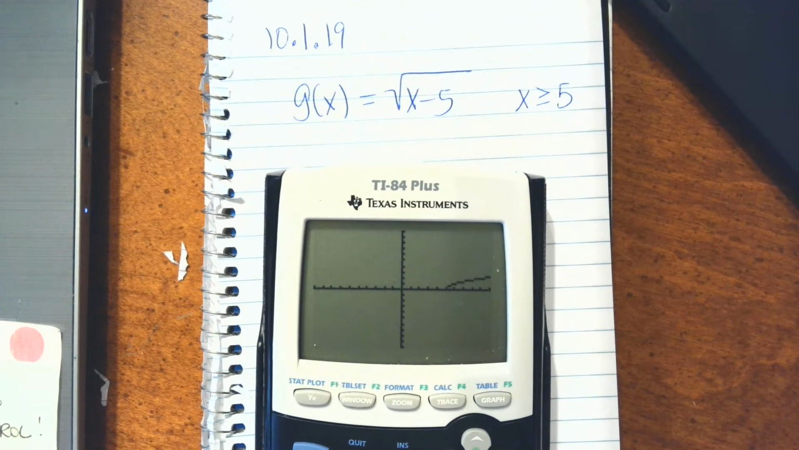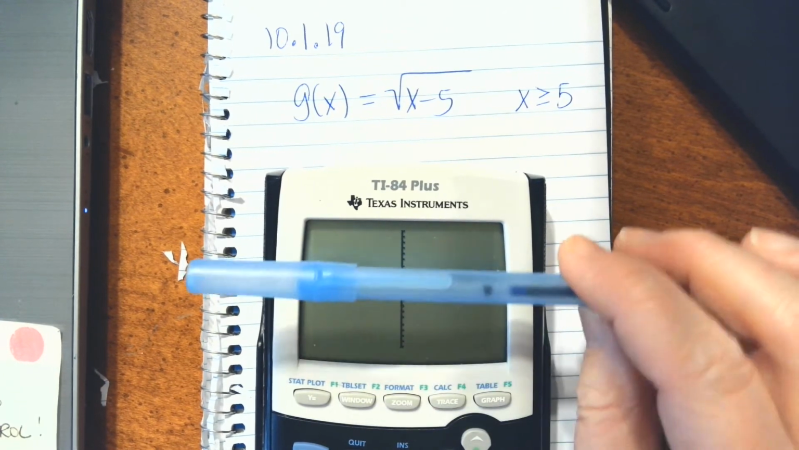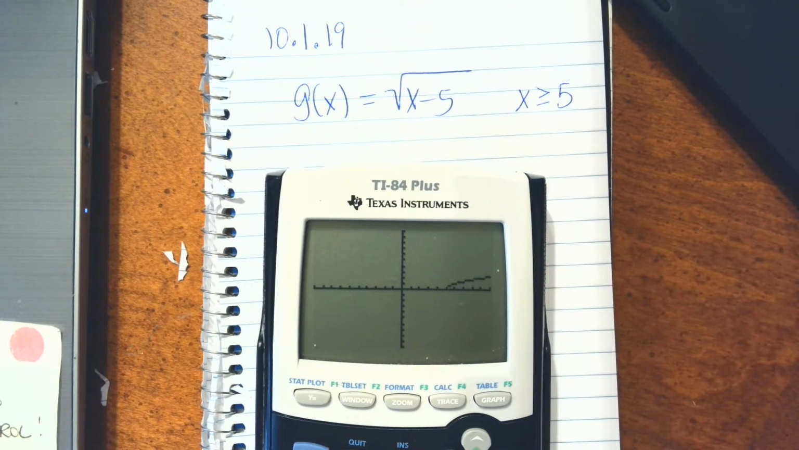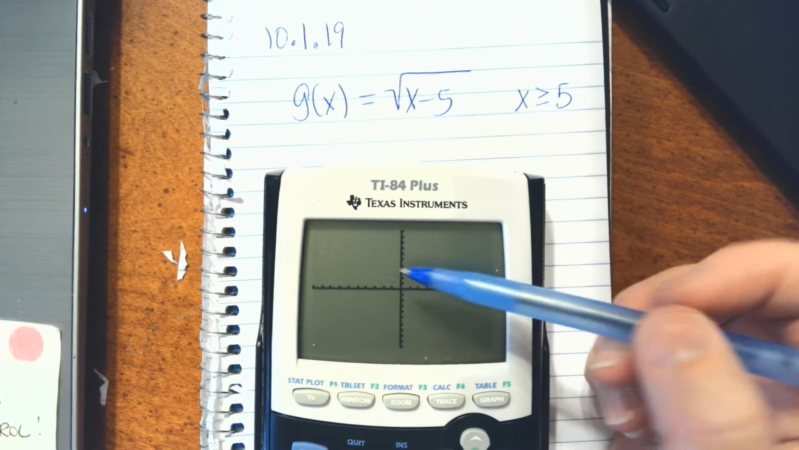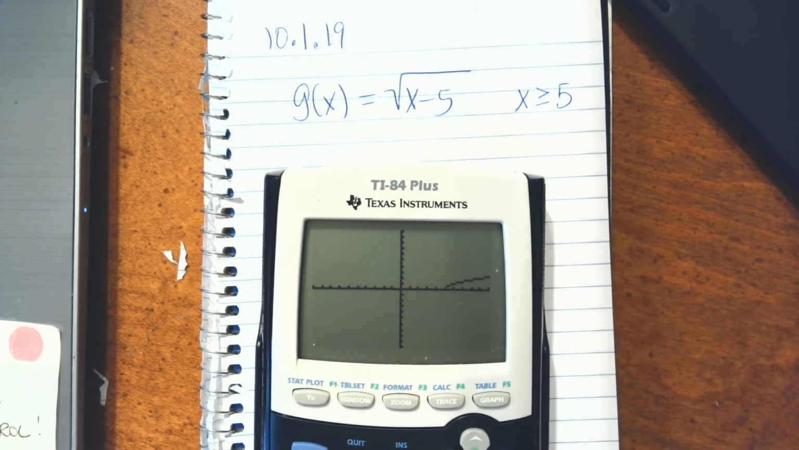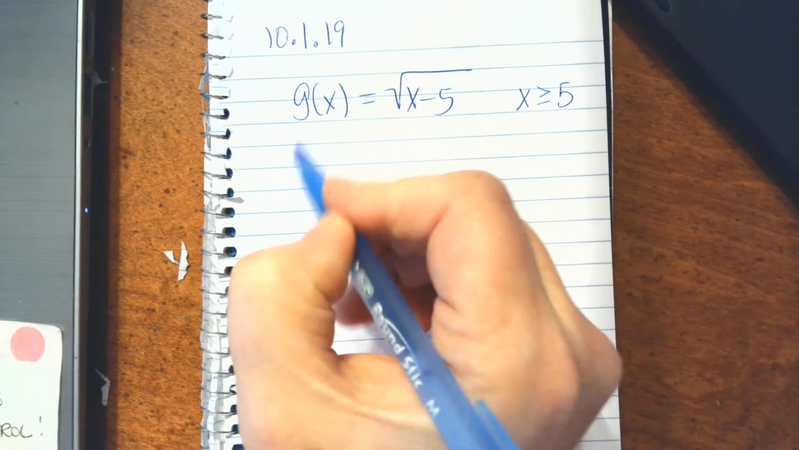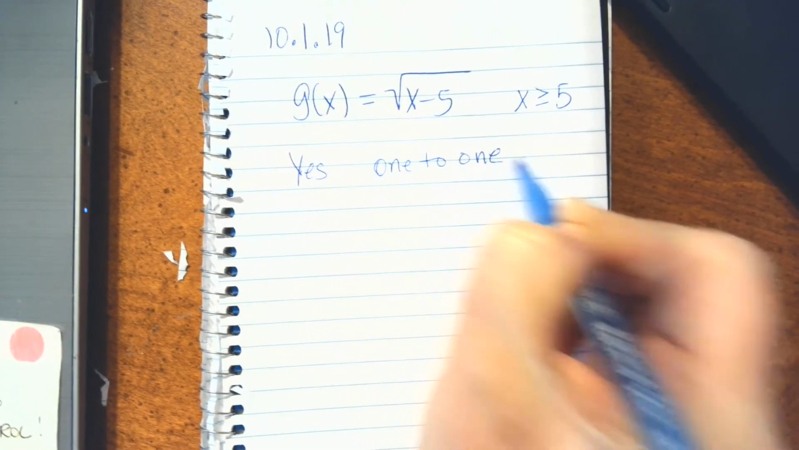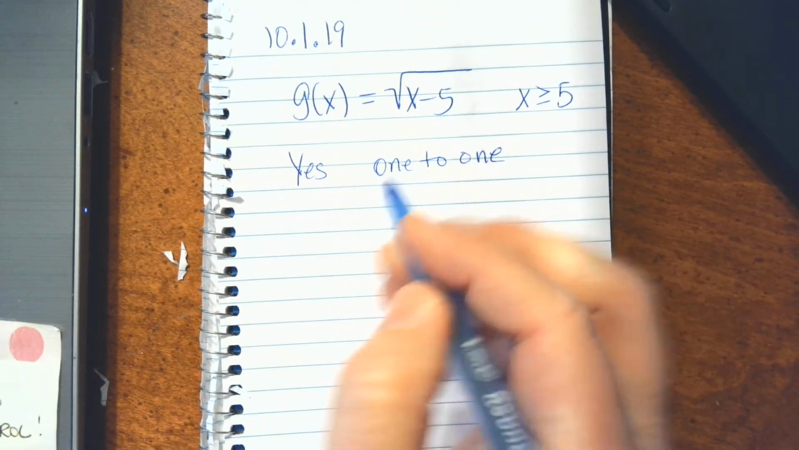The way you determine if a function is 1 to 1 is you use the horizontal line test. If any horizontal line that you draw will touch it more than once, it is not 1 to 1. Well, any horizontal line you draw will only touch this once, which means that it is 1 to 1. Yes, it is 1 to 1. If it's 1 to 1, then it has an inverse.